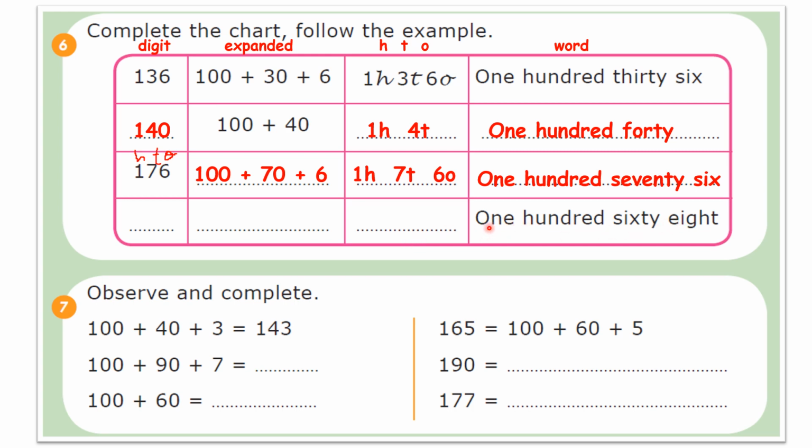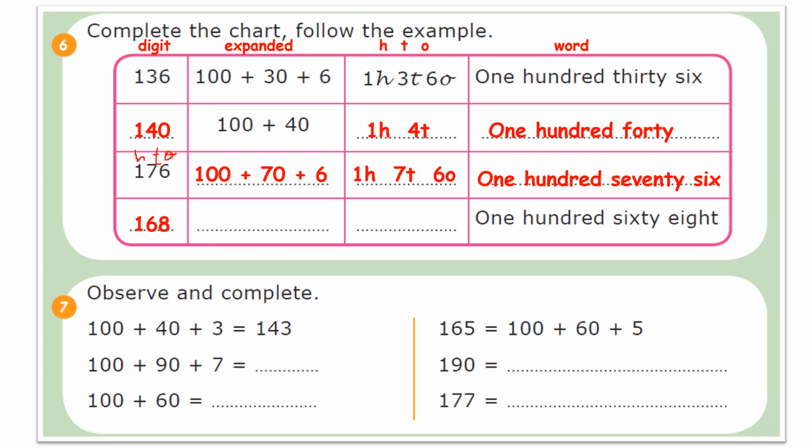They wrote it for us, 168. I need to write it in digits, expanded, and HTO. So, let's start with the digits. Just read the number and write it. The number is 168. So we will write it this way, 168. Now the expanded form.